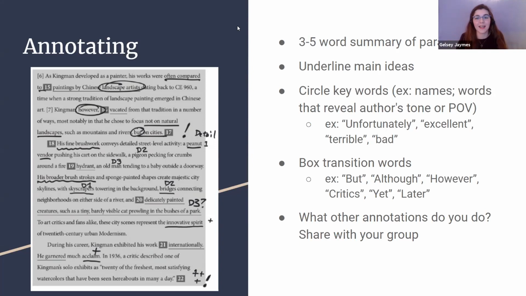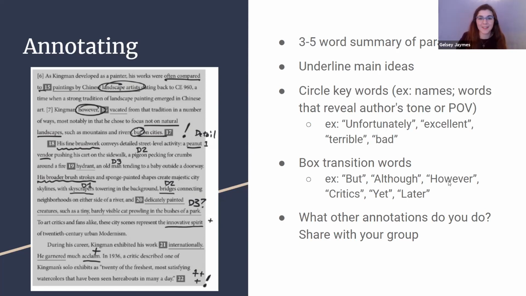And some strategies that we're going to teach you today and that we're going to practice with are to underline the main ideas of the passage, and then to circle keywords and to box transition words. So in terms of keywords, what we're going to want to do is circle all the names and all the words that reveal tone. And then for transition words, it's just really the ideas like when you're switching between different ideas and sentences, those but, later, however, we're going to want to box those. So definitely, if there's any other annotations that you want to do and want to share with us, feel free to shout it out. All annotations are valid, but these are just some strategies we're going to be using today.